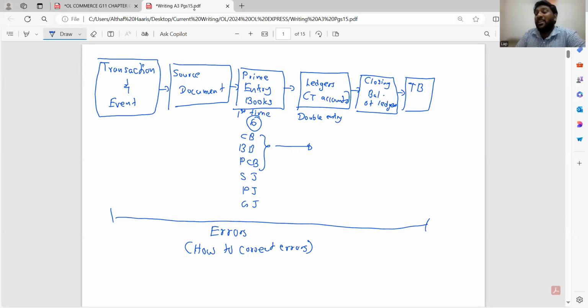Now we have come to the last step. After the trial balance, what is the last step, my dear students? So we have done all these things. Transactions, source documents, prime entry books, ledger, T accounts, double entries, and so on. Then trial balance. Now only we are going to prepare the financial statements.